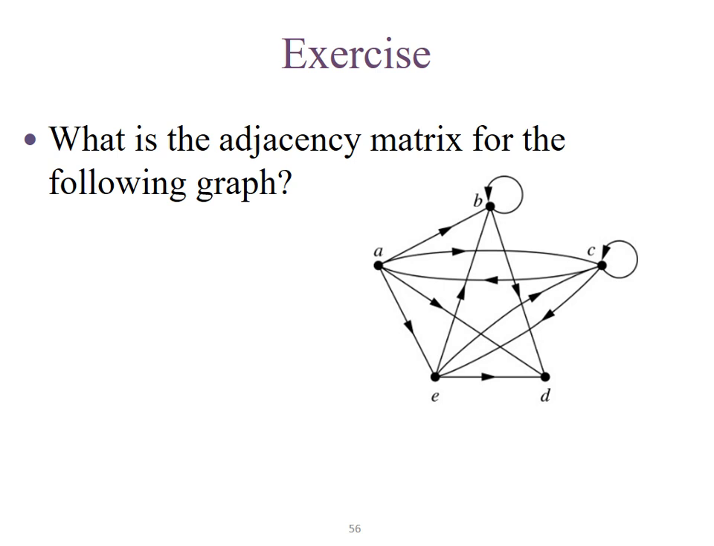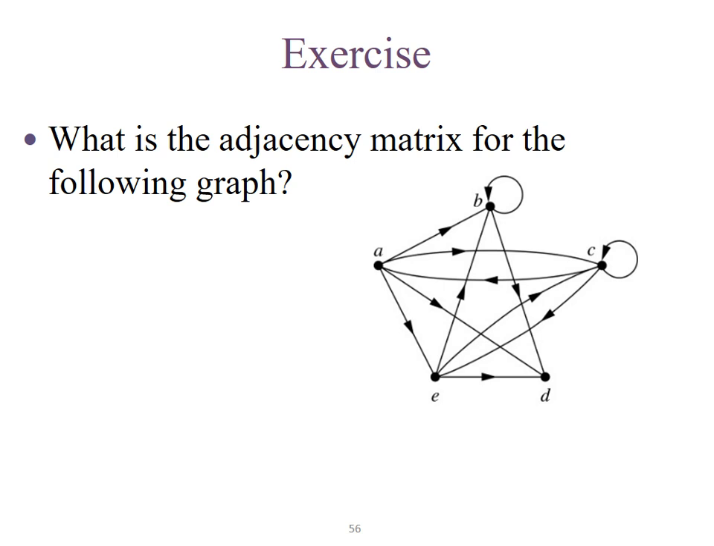Okay, thank you. Let's verify. Once we know there are 5 vertices, then we have a 5 by 5 adjacency matrix. Let's verify if all these entries are correct. For the first row, A has edges to B, so for the vertex A, we have 1, 1, 1, 1 for the B, C, D, E entries.